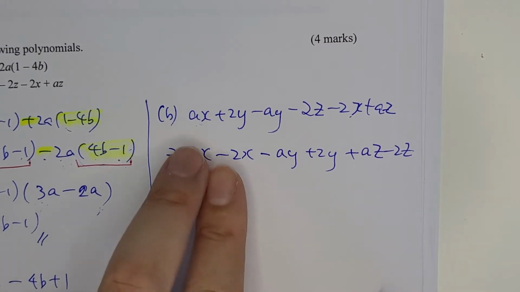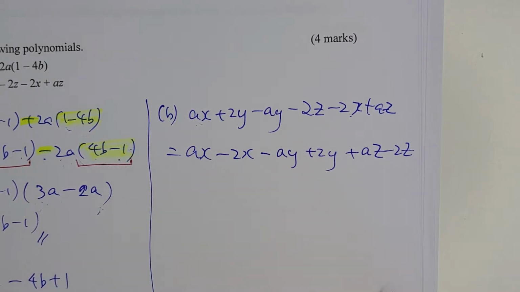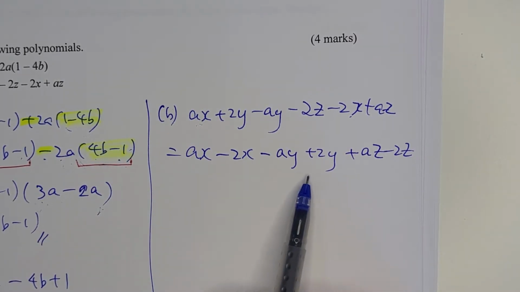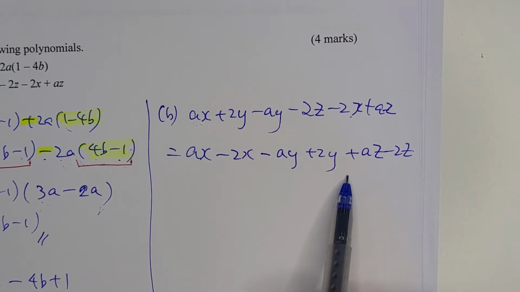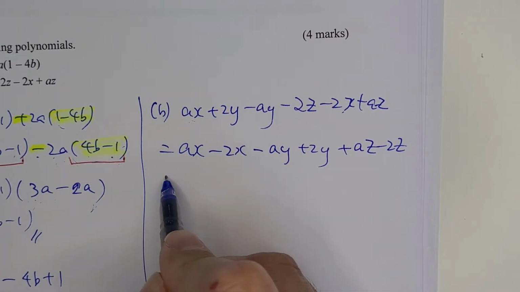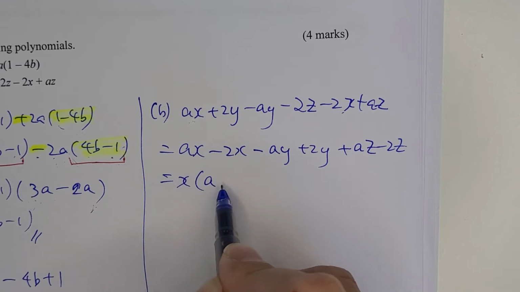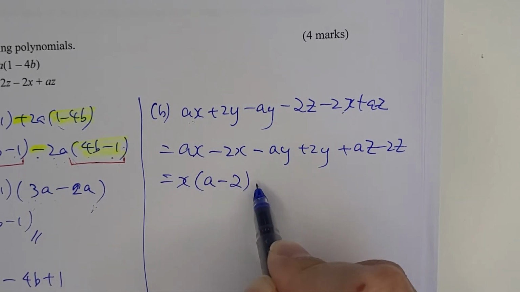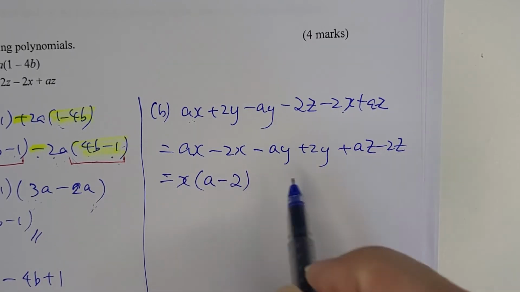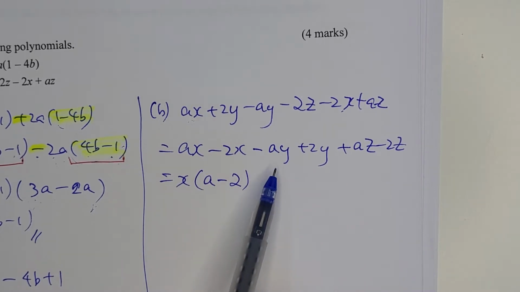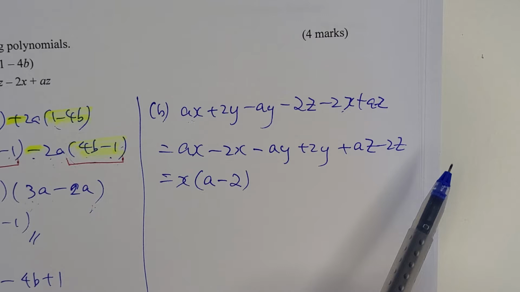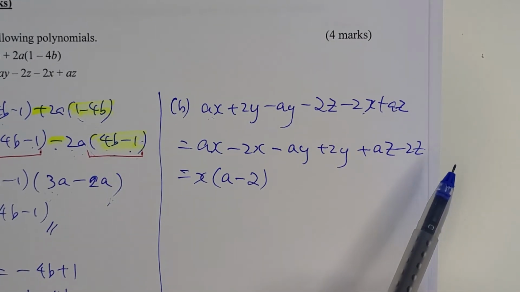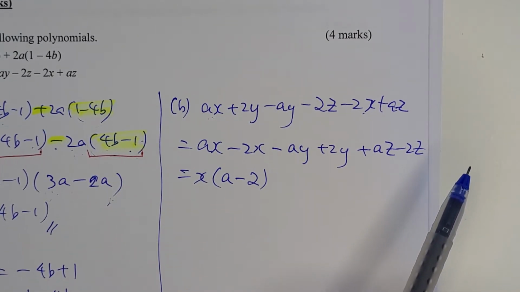The first two terms have the common factor x. The next two terms have common factor y. The last two terms have the common factor z. So take it out. x(a minus 2). And here you should pay attention. You can choose to take out positive y or negative y. Which one will you choose and why? Try to think.